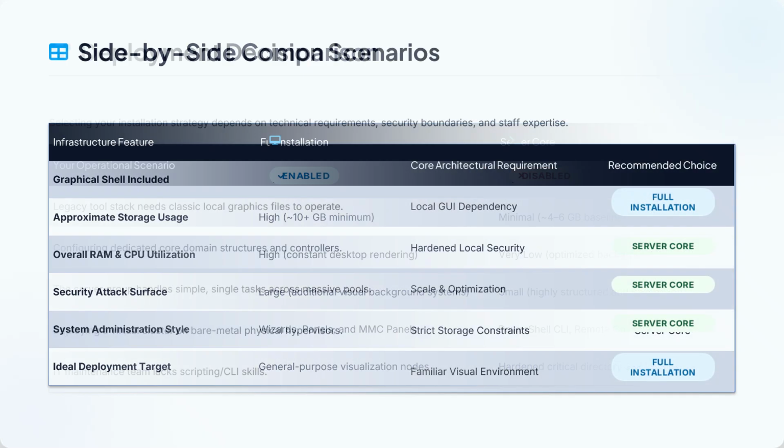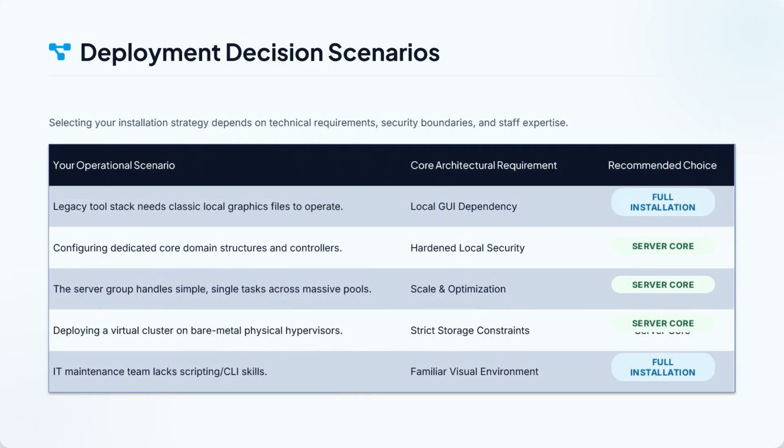If you need to run a legacy application that has graphical dependencies, you should choose full installation. If you are deploying a dedicated DNS or DHCP server, Server Core is the better choice because it is lightweight and secure. If your IT team is new and needs visual tools to learn and manage the server, go with full installation. If your primary goal is maximum security and you want to minimize patching overhead, Server Core is the way to go.